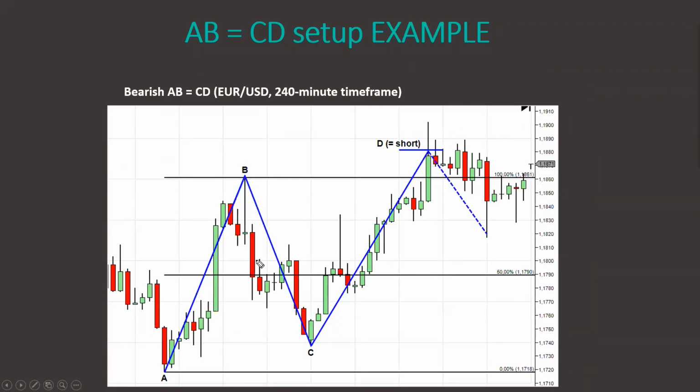This is a short trade scenario. Again, there is the wave-like movement from A to B, then a pullback to the C. You identify the D using Fibo, or however you want to measure the distance. Fibo is the quickest, and short from there.